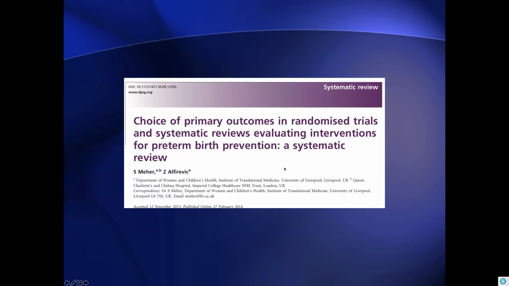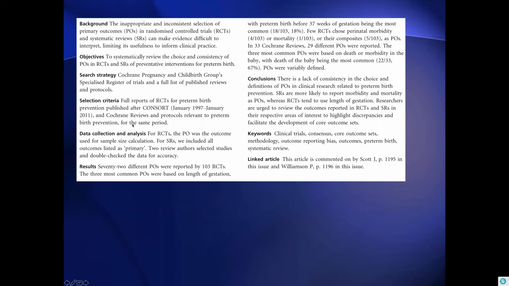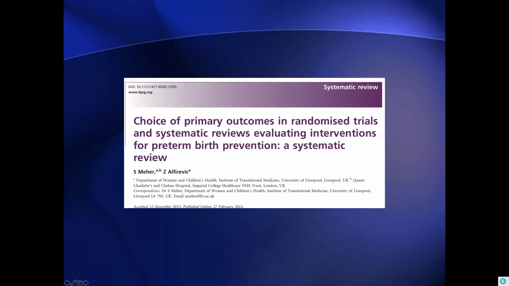And I'm just discussing this particular paper, which is looking at choice of primary outcomes in the trials for prevention of preterm birth. When the authors looked at the trials, you'll see here that they identified 72 different primary outcome measures reported in 103 randomized trials. Now, if we go back to the title of this piece of work, Choice of Primary Outcome Measures in Randomized Trials, Systematic Reviews Evaluating Interventions for Preterm Birth Prevention.